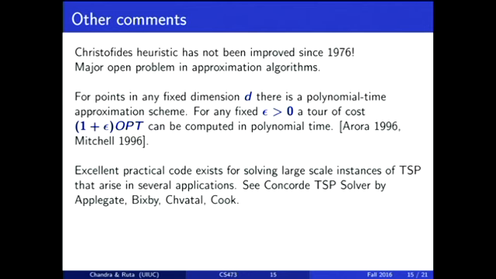If you're interested in the history of TSP and both the theoretical and practical aspects, they have nice books, both sort of technical books, and also recently Bill Cook has written a more easily accessible general audience book as well, right? So if you're interested in TSP, you can read that. Okay, so that's about TSP in undirected graphs.